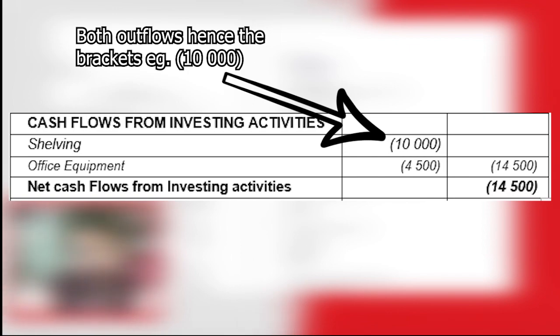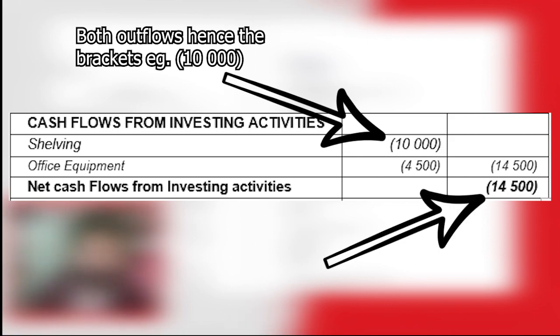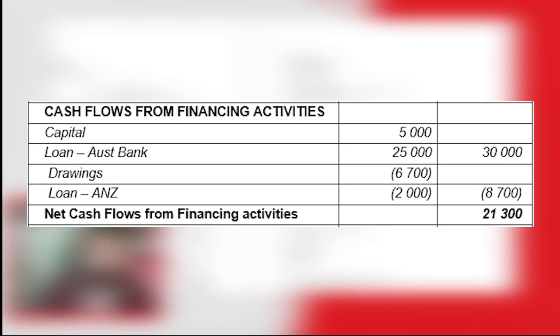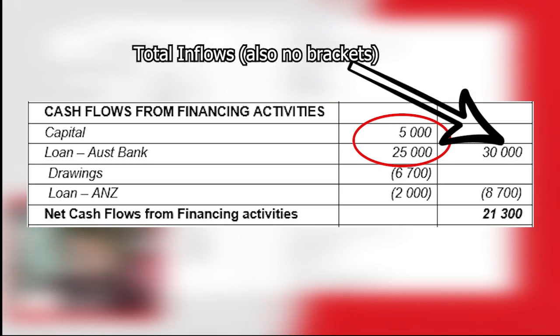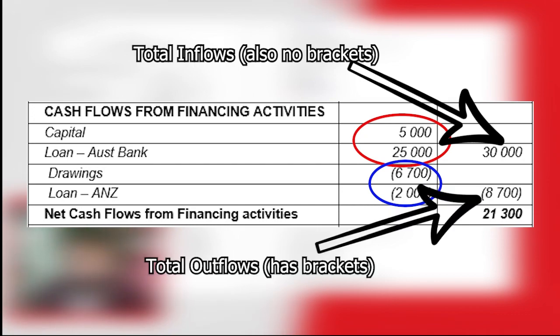And again, it is in brackets. So we then move on to the financing activities, and these are going to be any of the F's that we did. We see here capital 5,000, loan Ostbank 25,000, giving us a net inflow of 30,000. Against the drawings and the loan of Australia Bank as well. So they received a loan and paid some back: 6,700 and 2,000, giving us a net decrease, or a net bracket, of 8,700.